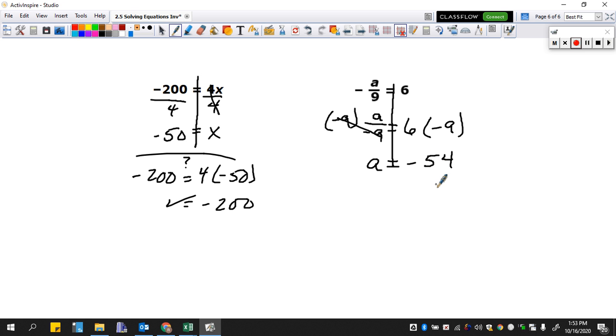All right. And so when we check it, okay, we plug it into the original one. Negative of a negative 54 over 9, okay, is that equal to a positive 6? Well, yeah, obviously when you see here, this is a double negative. We've learned in the past that a double negative makes it a positive, okay? And so that means we just have 54 divided by 9, which is 6, and 6 is equal to 6.